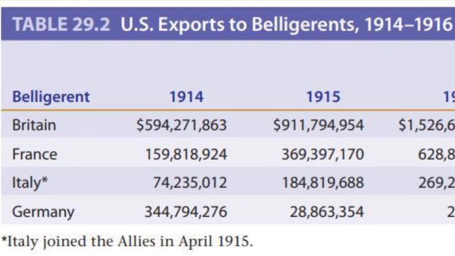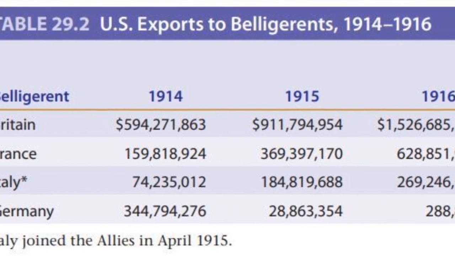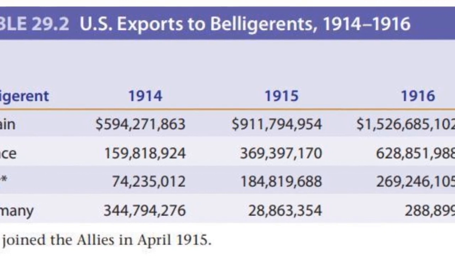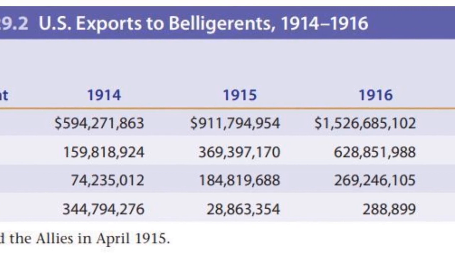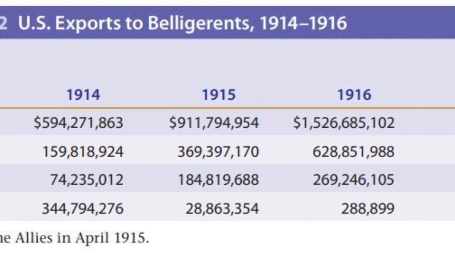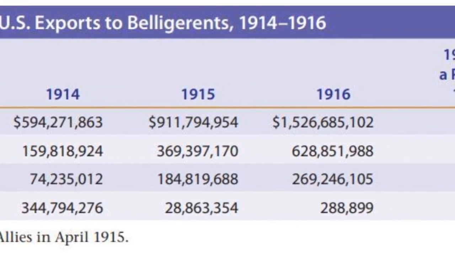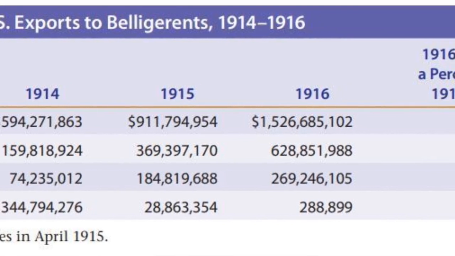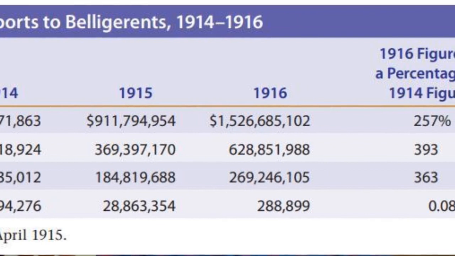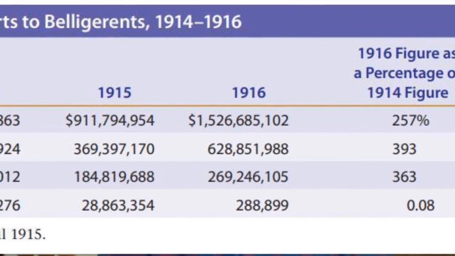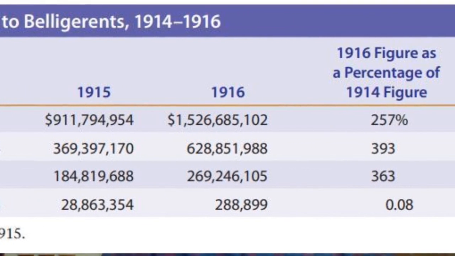For example, in 1914, the United States exported $600 million worth of goods to Great Britain and almost $350 million worth of goods to Germany. By 1916, American exports to Great Britain totaled over $1.5 billion. Meanwhile, German exports had almost completely dried up, totaling less than $300,000.